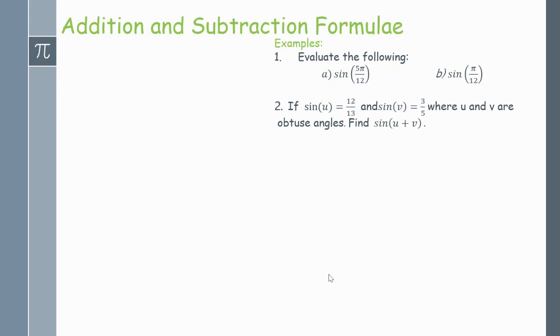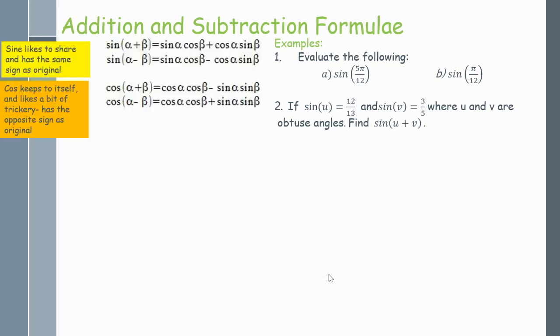Next example, we're going to stick with sine for this one. Let's do example 2 here. It says if sine u equals 12 over 13 and sine v equals 3 over 5, where u and v are obtuse angles, find sine u plus v. So we're going to keep that obtuse angles in the back of my head.